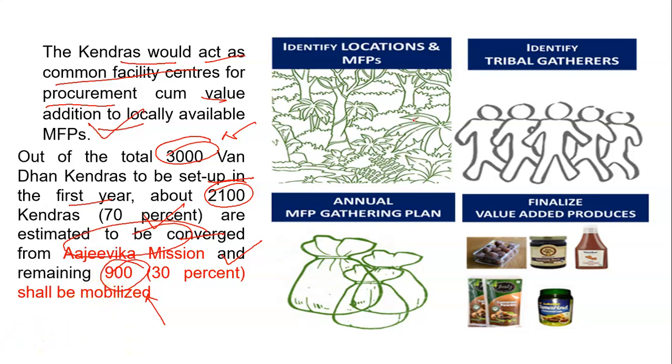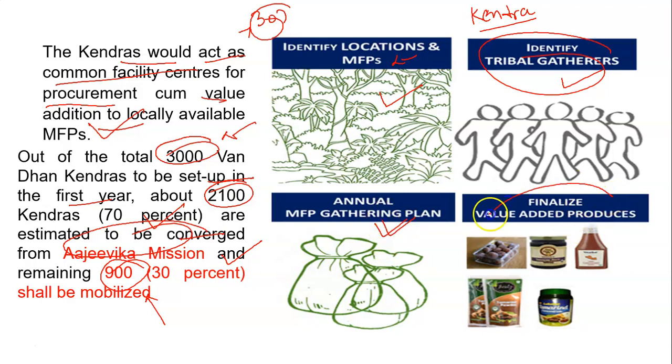So how they will develop these Kendras, you will see in this figure. First, they will identify the location of minor forest produce in these 307 districts which I have told you earlier. Then they will identify the tribal gatherings. Then they will find the annual minor forest produce gathering plan, and last they will finalize the size.